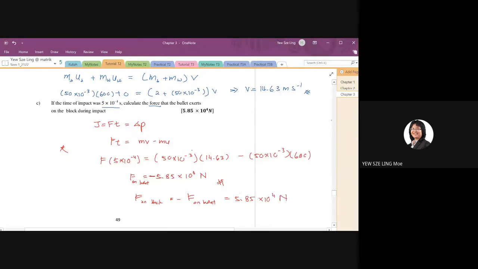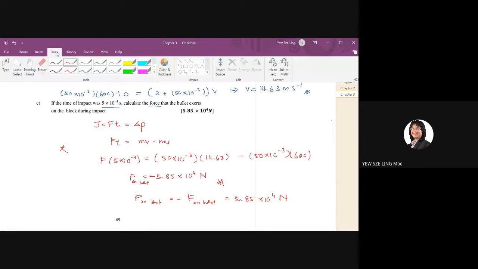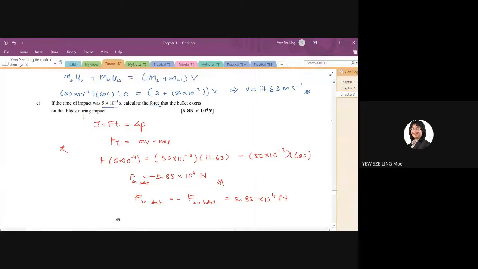Since you calculate with the speed of bullet, you're calculating the force acting on the bullet. If you have to calculate the block, then you can straight away use the velocity of the block to find the force on the block. I just noticed the words are on the block, not on the bullet. So this is the type of question where you have to be careful. Force on the block is equal to negative force on bullet.